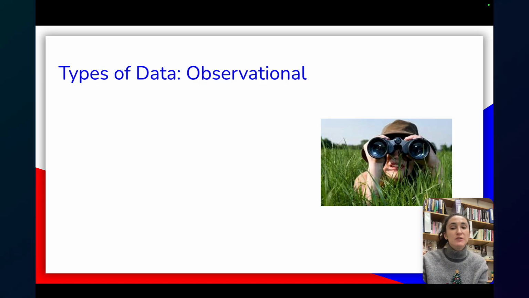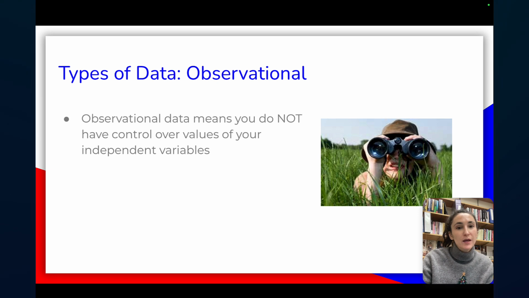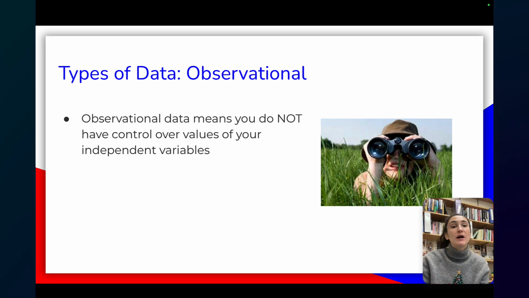So we have two types of data that we typically use in political science. The first is observational, and observational data means you do not have control over values of your independent variables. So you only get to observe what is happening. That's why it's called observational, everyone. You get to observe what is happening and how people are behaving in the world, but you yourself as the researcher have no control over the independent variables. Okay, just like this person on a safari, they're watching from afar and not interfering.